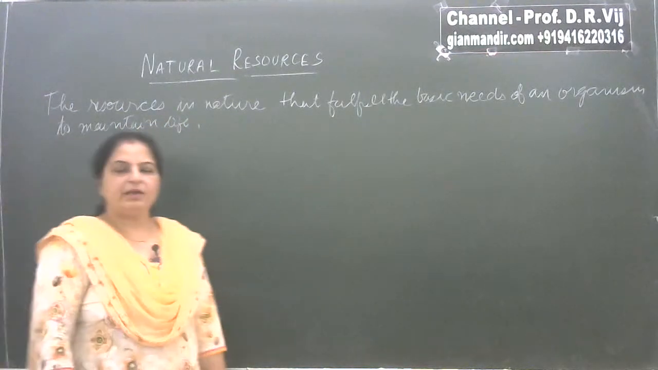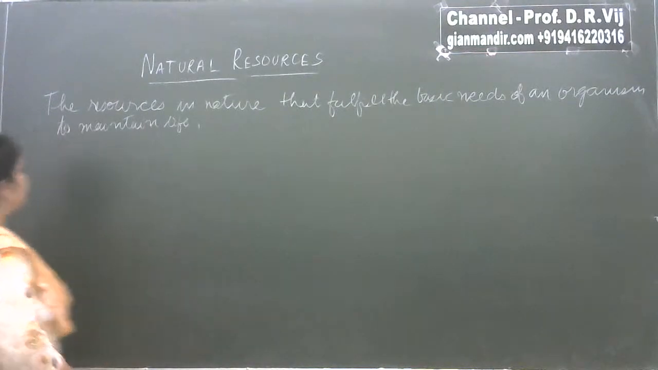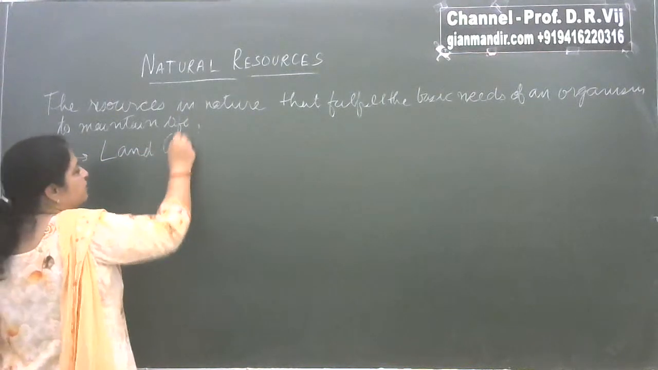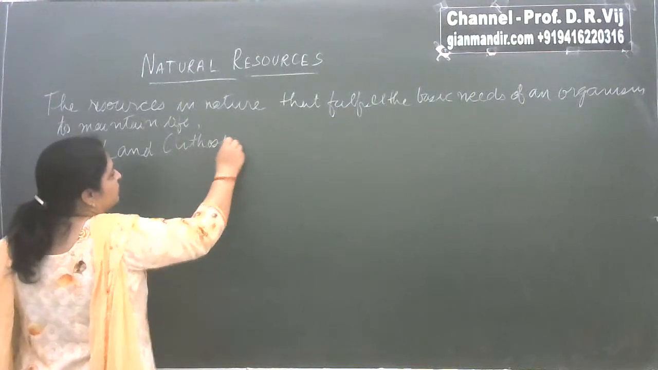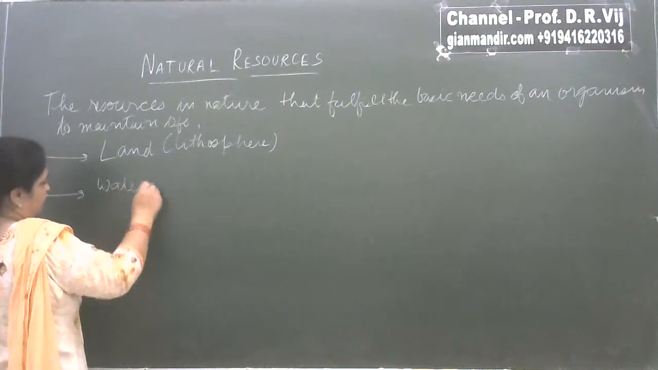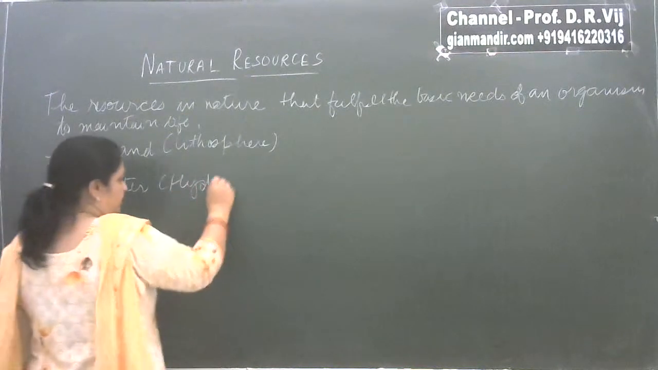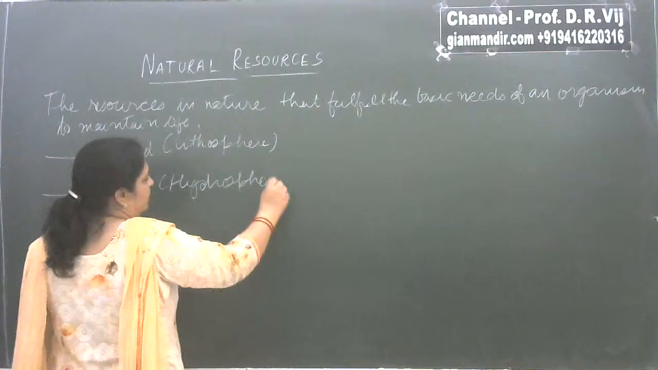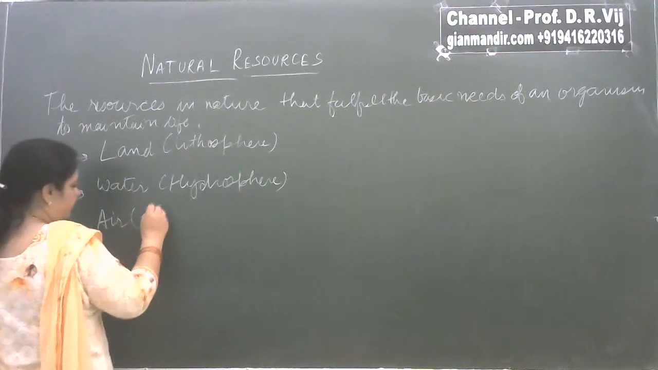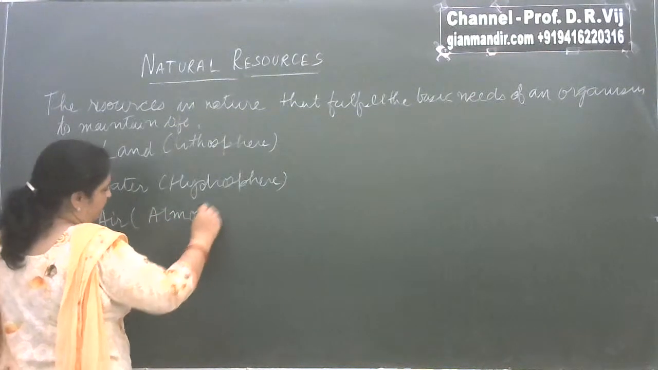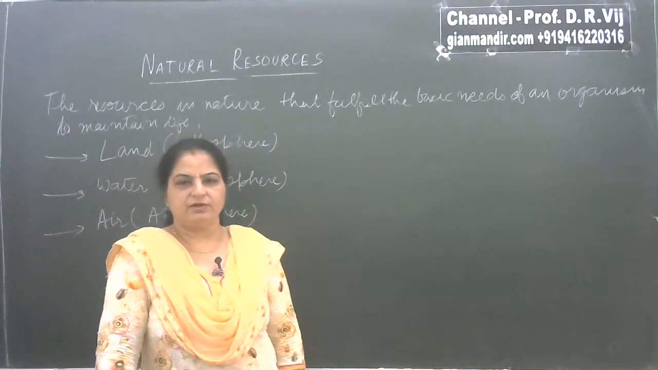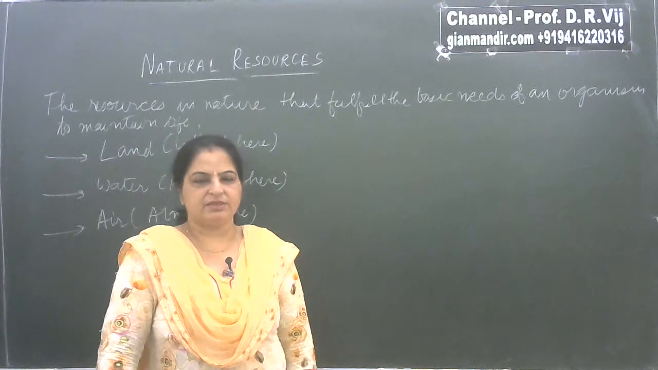And the basic needs of all living organisms are fulfilled from three important natural sources. The first one is land or soil, and this part of nature is known as lithosphere. Then another requirement, water, is fulfilled by hydrosphere, and the third requirement, air, is fulfilled by atmosphere. So lithosphere, hydrosphere and atmosphere all three combine together to make life possible on Earth.